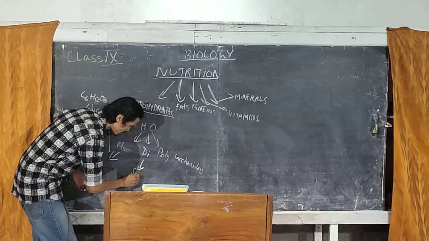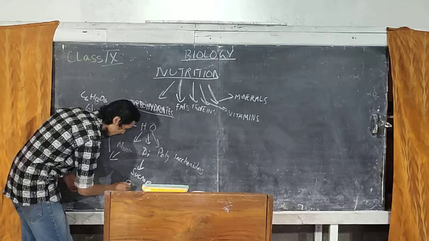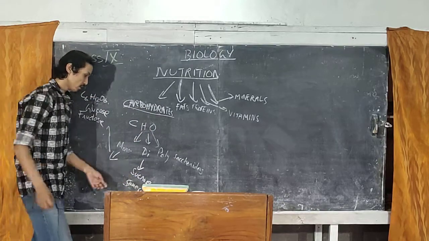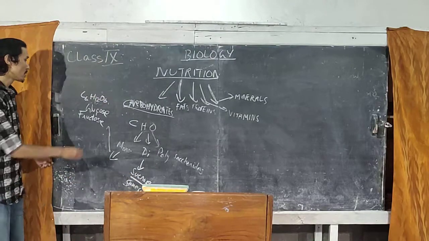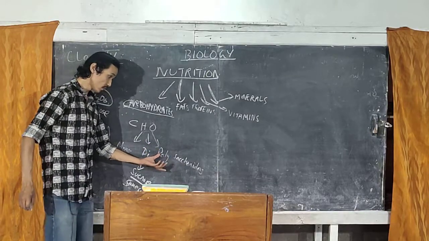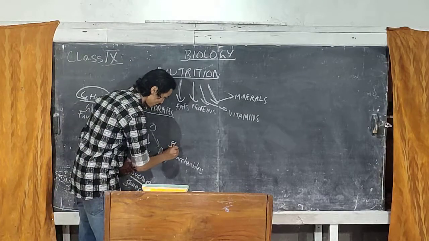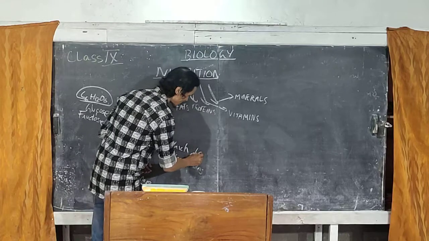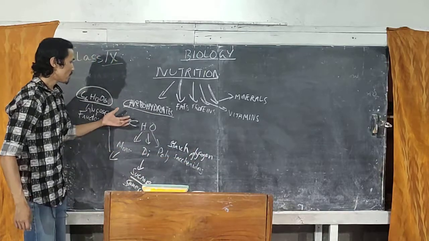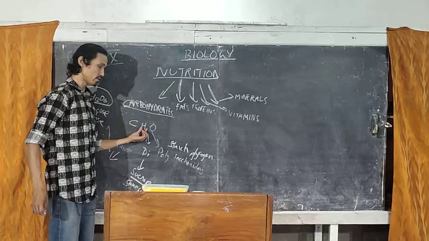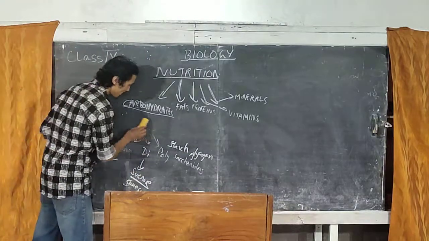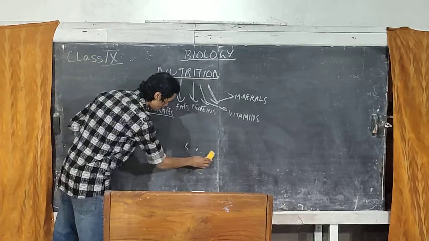For disaccharides, an example is sucrose, that means cane sugar, the sugar which you get from sugar cane. It's a disaccharide made up of 2 units of glucose. Polysaccharides are made up of many units of carbohydrates. The most common examples are starch and glycogen. Starch you get in potatoes, and glycogen is basically found in muscles. So carbohydrates are compounds containing carbon, hydrogen and oxygen. They provide energy, and are of various types like monosaccharides, disaccharides and polysaccharides.